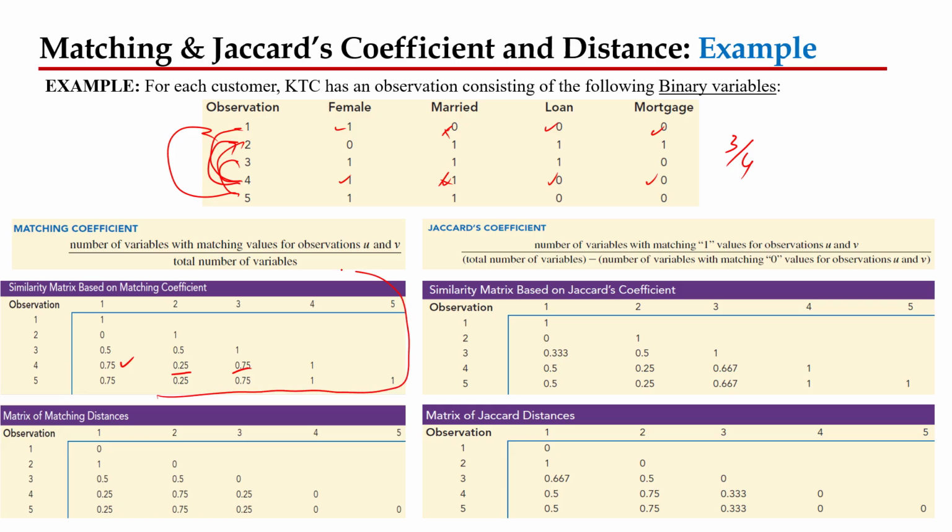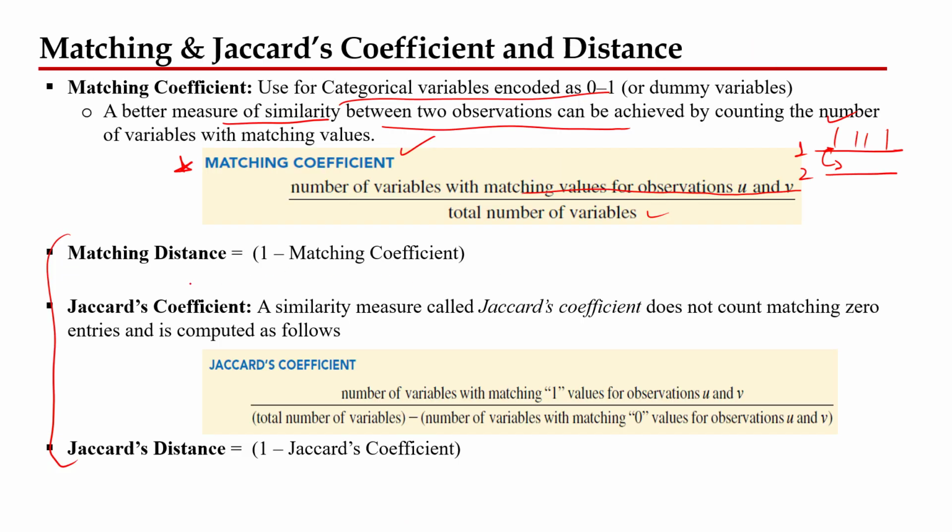So this is basically using the matching coefficient, we got the similarity matrix. Okay. Now, in order to calculate the measure of dissimilarities, or you can say the distances using the matching coefficient, what we can do is, whatever the matching coefficient value we have, we do 1 minus it, so we will get the matching distance.